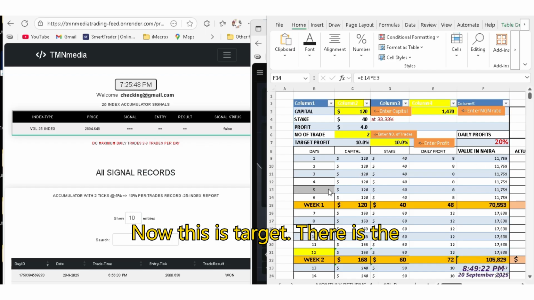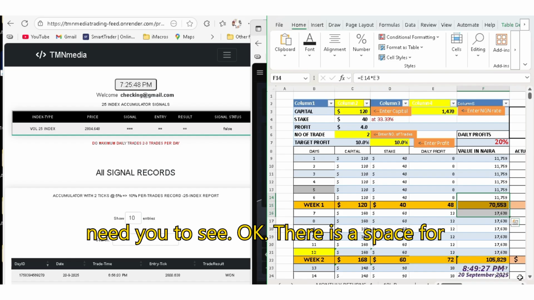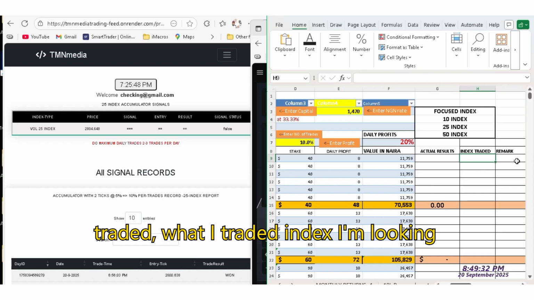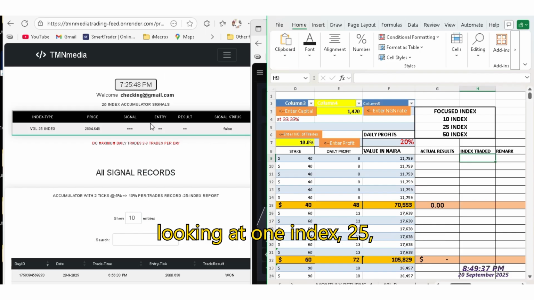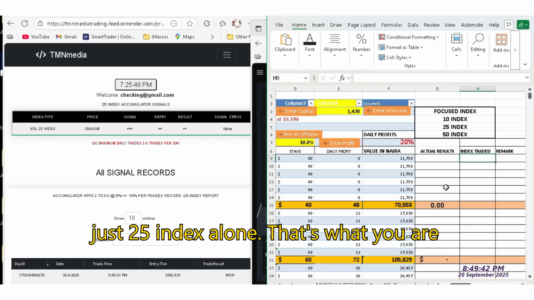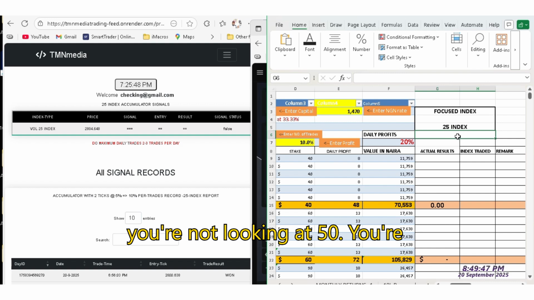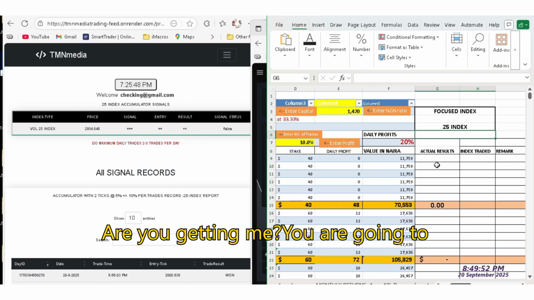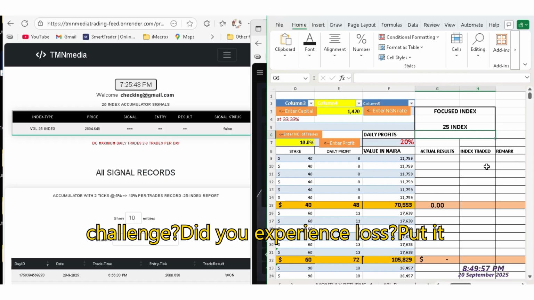Now, this is the target. There is a space for the actual, I need you to see. Okay, there is a space for the actual trade. What I traded, the index I'm looking at. Now, in this aspect, you are going to be looking at one index, 25. Just 25 index alone. That's what you are looking at. You're not looking at 10. You're not looking at 50. You are only focusing on one index. Are you getting me? You are going to record your trades. Oh, was there a challenge? Did you experience loss? Put it there.